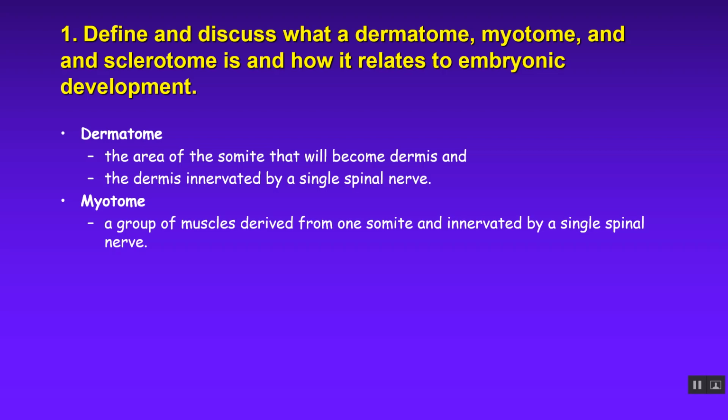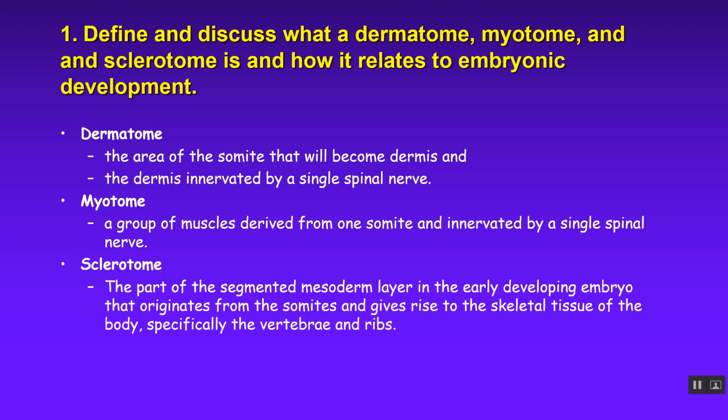So it's the group of muscles. The dermatome is the area of skin supplied by a sensory nerve. The myotome is the group of muscles that are associated and primarily supplied by that one spinal nerve. Okay. Myotome. And then a sclerotome.